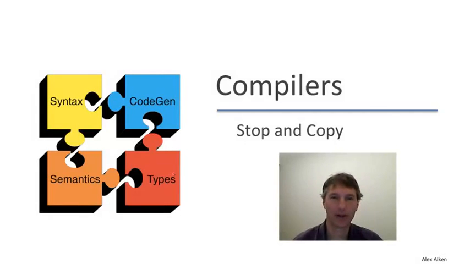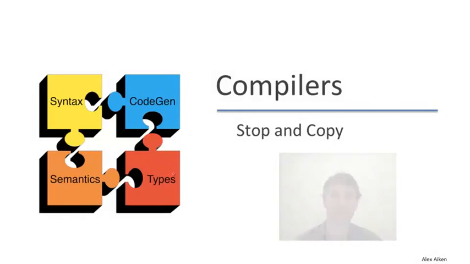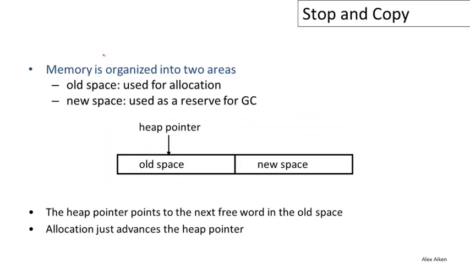In this video, we're going to look at a second garbage collection technique, stop and copy. In stop and copy garbage collection, memory is organized into two areas. We have an old space that's used for allocation, and so all of the data that the program is currently using lives in this area called the old space. And then there's a new space, which is reserved for the garbage collector. And so this is not used by the program. This is just for the GC.